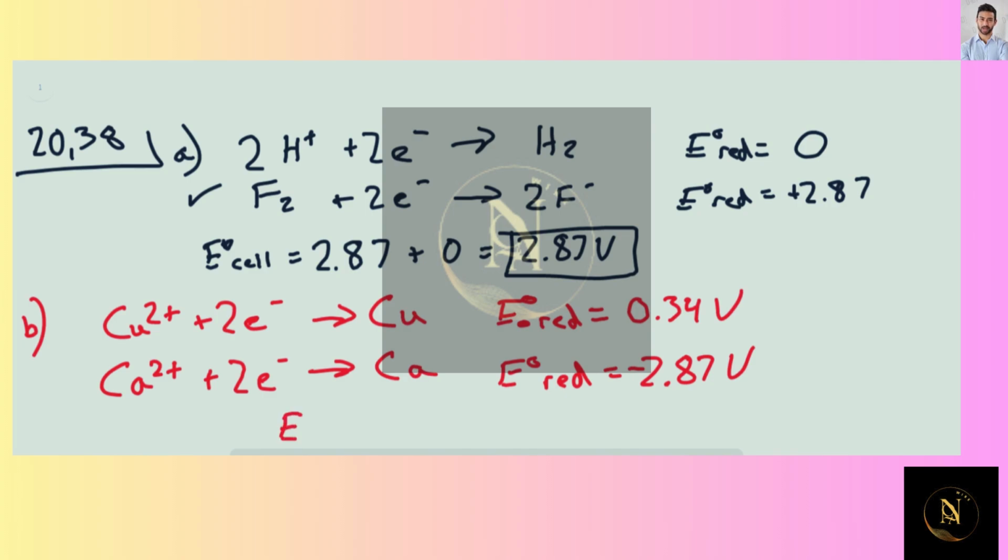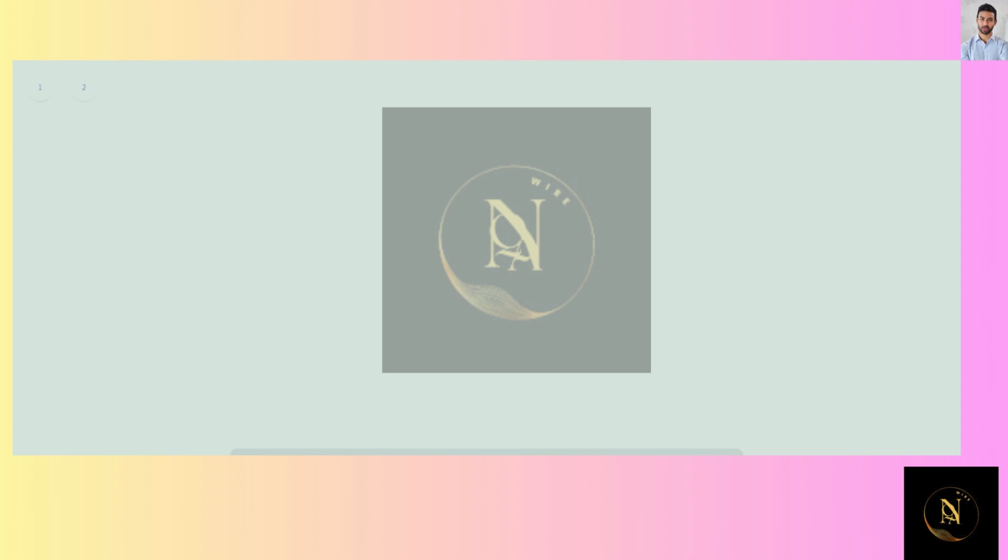So the potential for the cell will be equal to the reduction, the cathode, 0.34, minus 2.87 for the oxidation, and we get a value of 3.21 volts. In part C, we have a reaction involving iron 2, iron 3, and iron neutral.